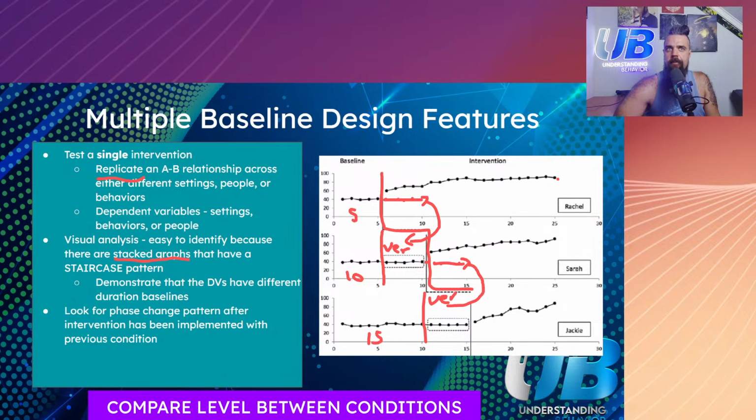For our replication, we look at the levels of our different intervention conditions, and we see if these are going to replicate. So at our end here, we get this stabilization around 80. Does this replicate with our next dependent variable? If it does, we're pretty cool.